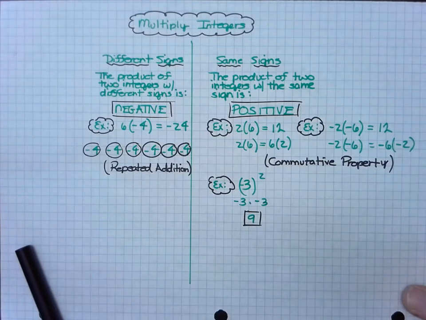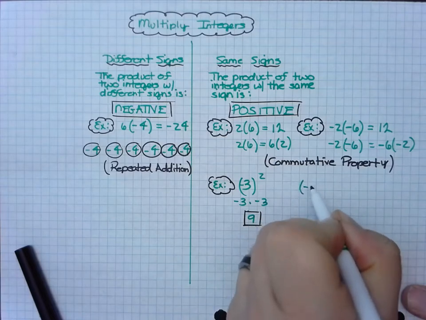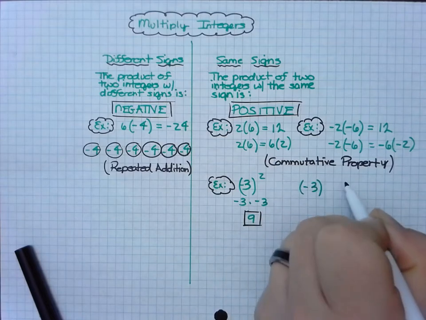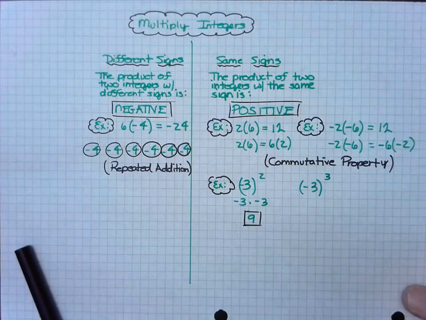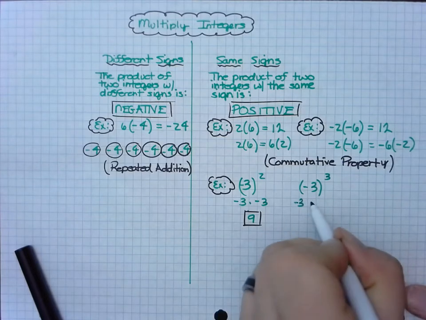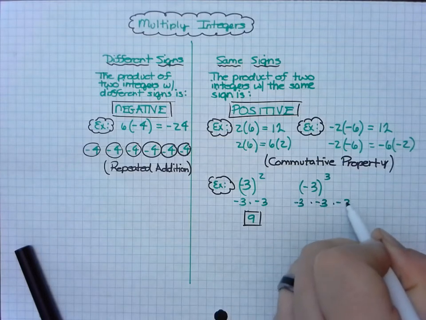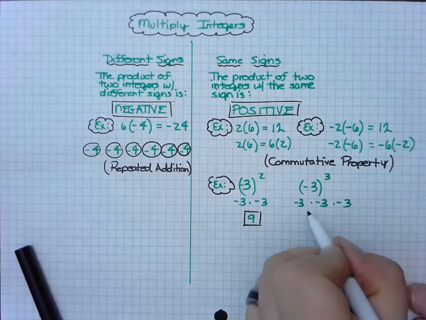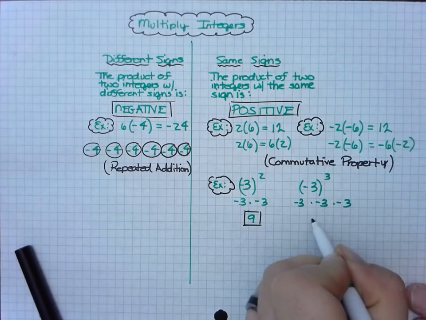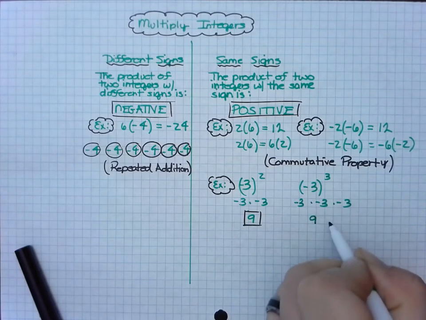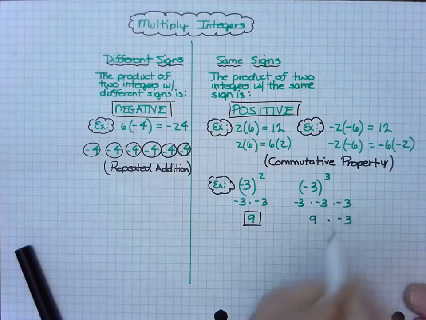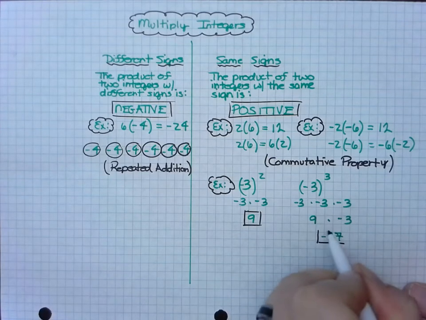But what happens if it was negative 3 raised to the third power? Well, then I would have negative 3 three times multiplied to itself. Notice how these first two result in 9, but I still have another negative 3. And now, because they are not the same sign, it's going to result in a negative product, negative 27.